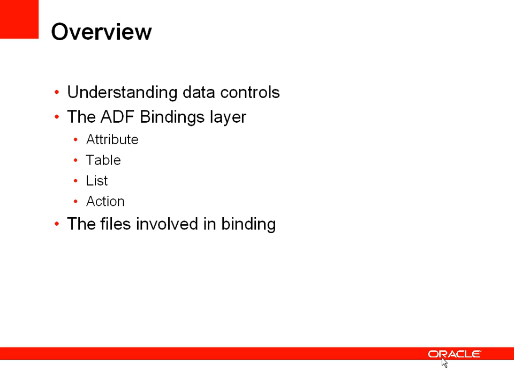Specifically, we'll be looking at the data controls. What are data controls? What are their function? The binding layer itself. What is an attribute binding? A binding to a table of data or a list of data. And we'll give it a little peek into the various files involved in the binding layer.